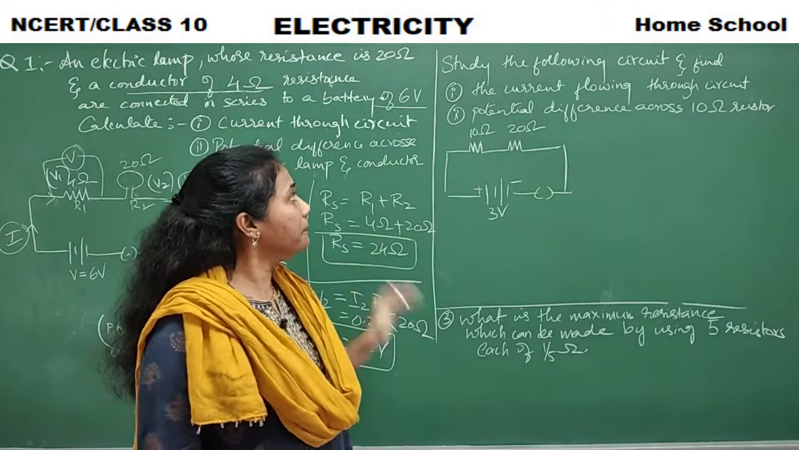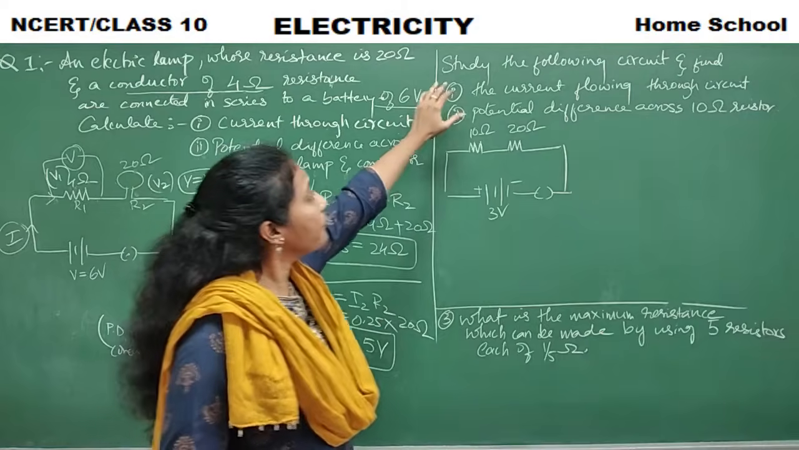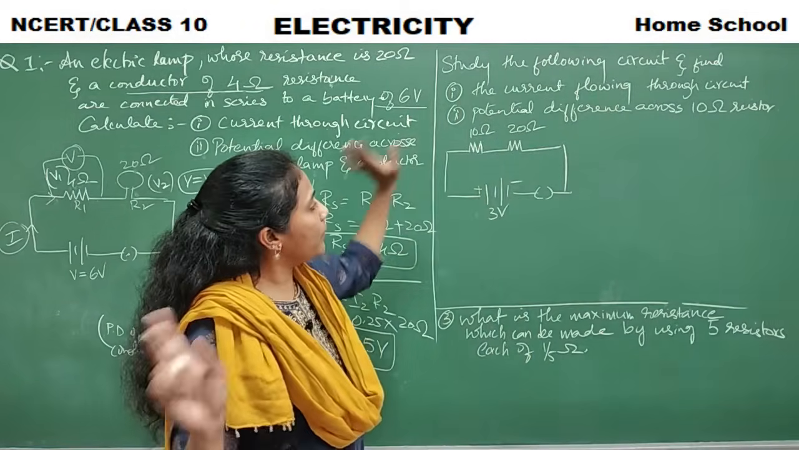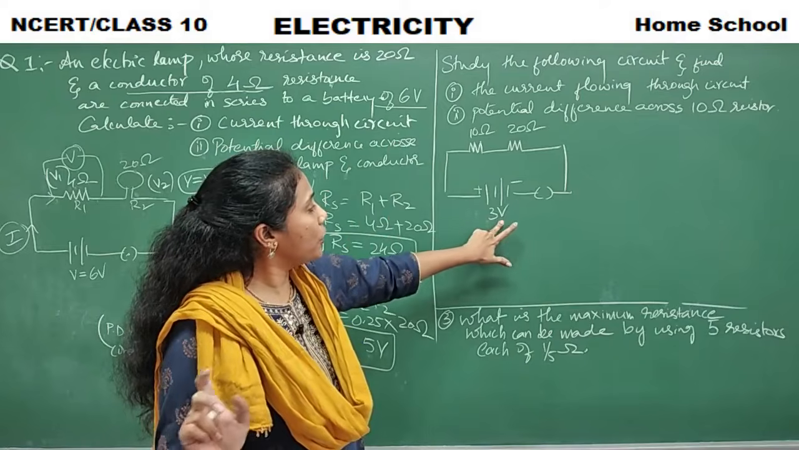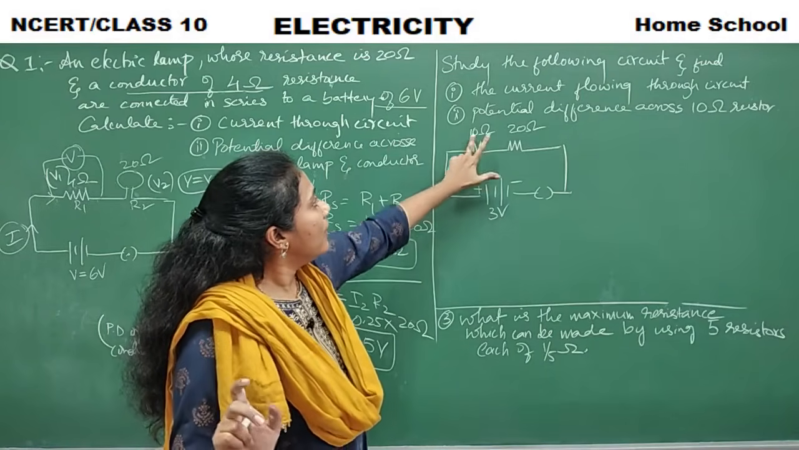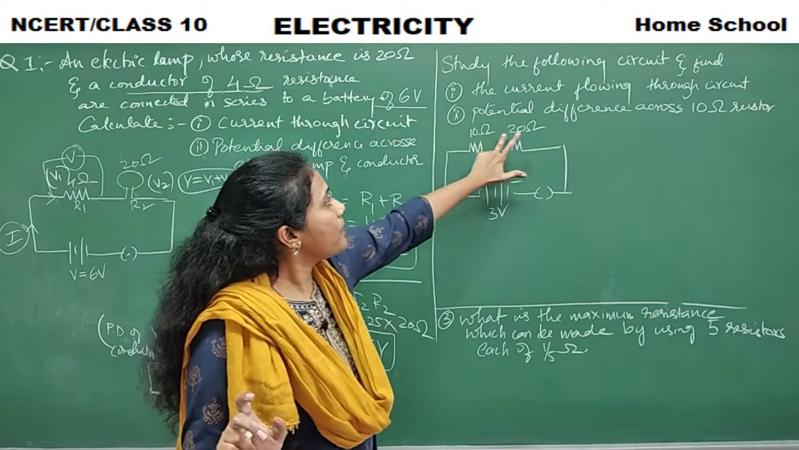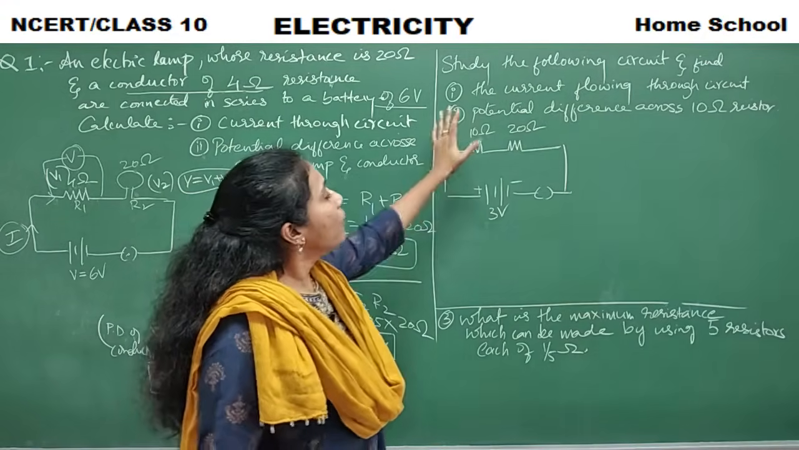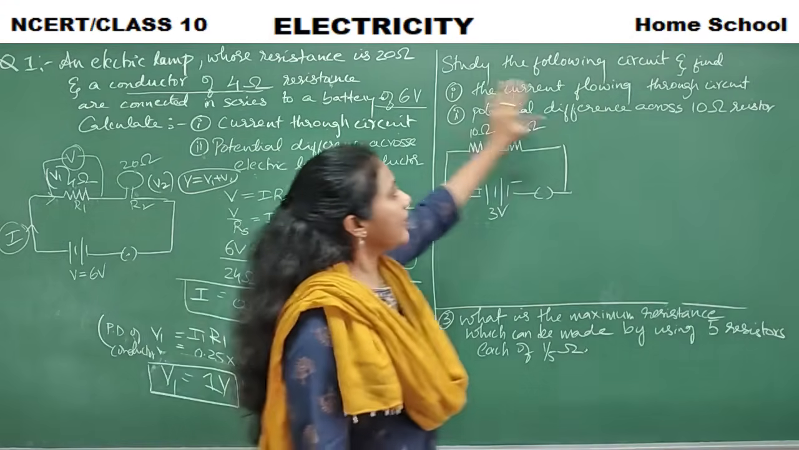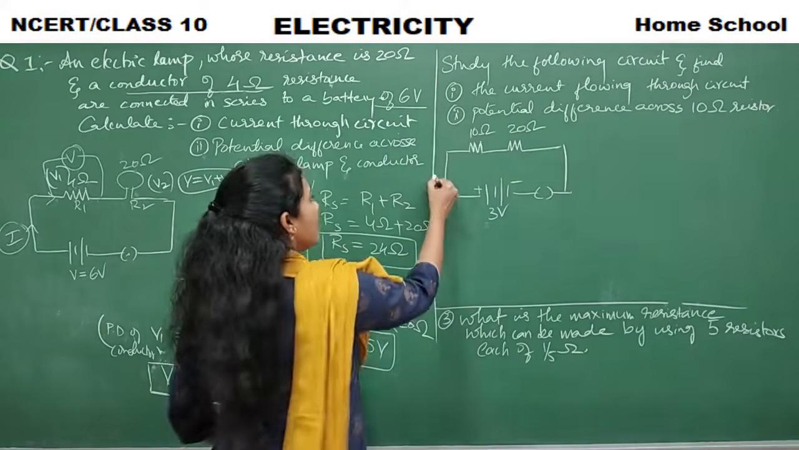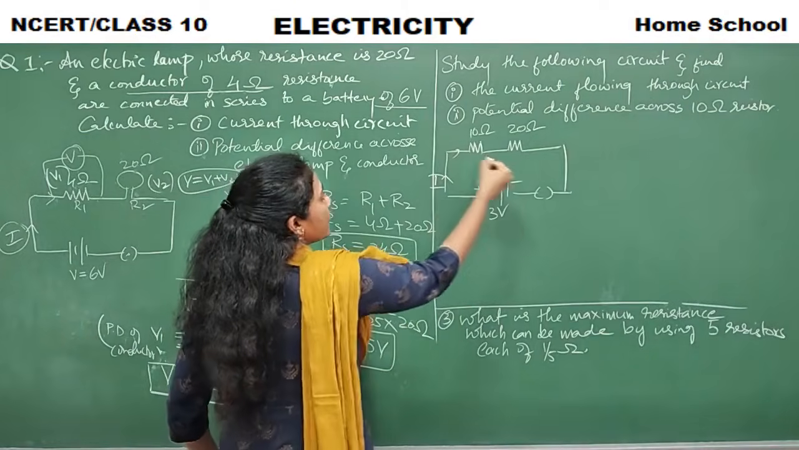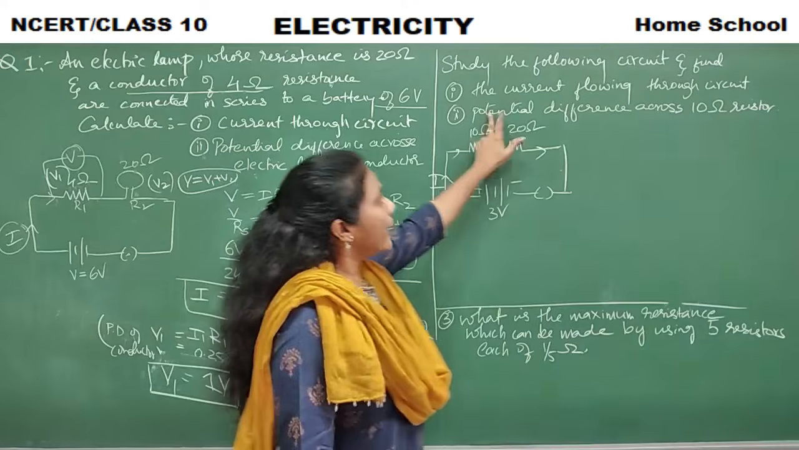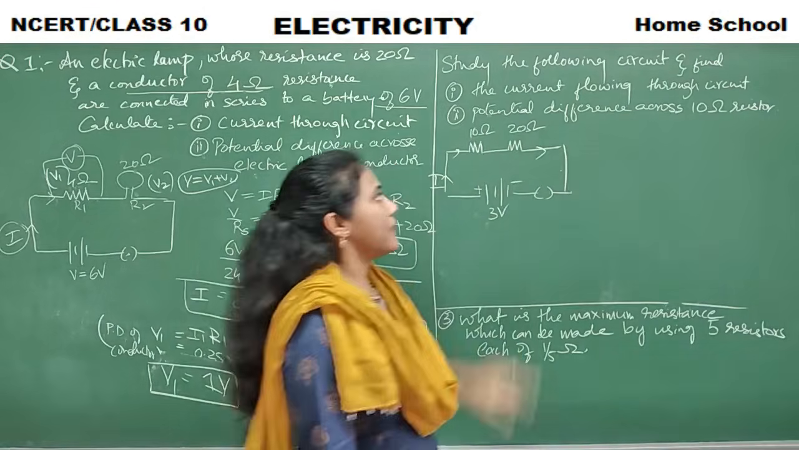CBSE board problem. Study carefully. Study the following circuit. Yes, this is the circuit they have already given. See, the total voltage is 3 volts. One resistor has 10 ohms of resistance, another one has 20 ohms of resistance. What you have to calculate is the current flowing through the circuit. Yes, the total current that is flowing through the circuit is what you have to calculate. And later, the potential difference across the 10 ohm resistor.